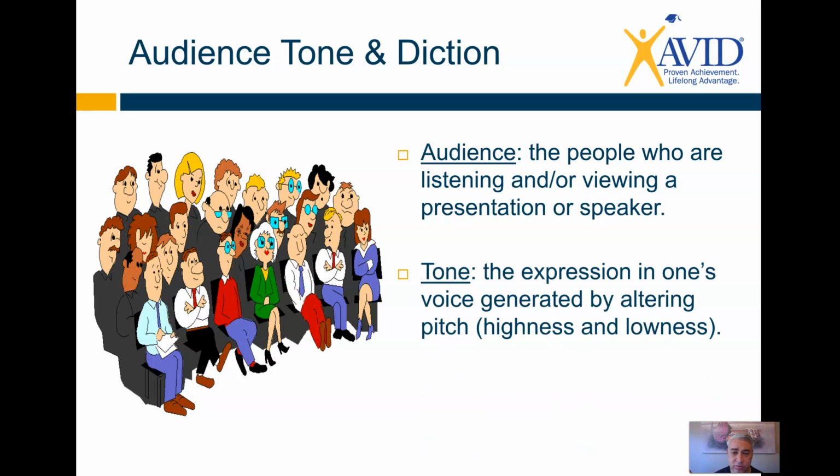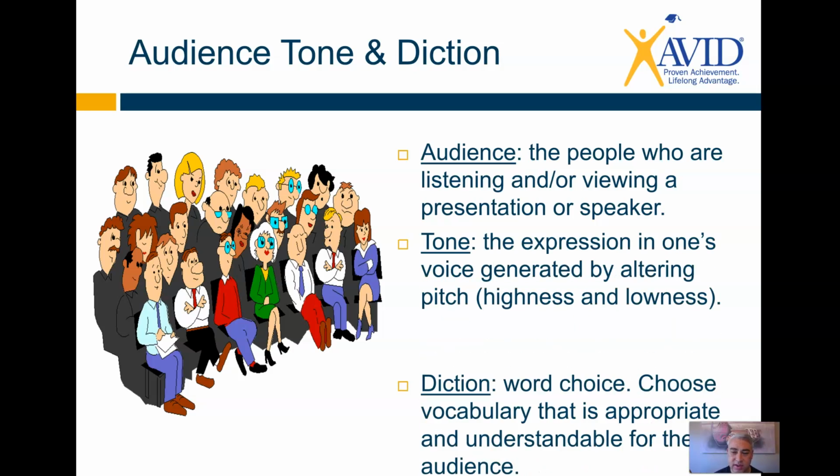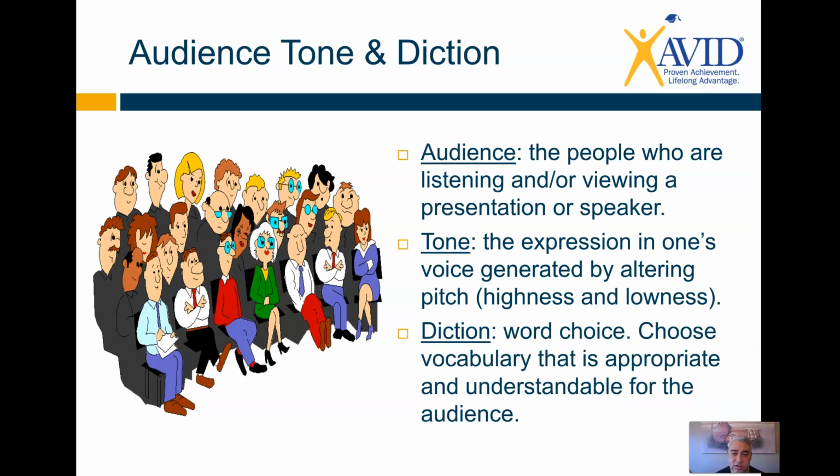Now, the reason why I group that with the next two: tone, and then we'll put diction up there. Tone is the expression in one's voice generated by altering pitch. In other words, can I change and emphasize things through volume? If I say something really quiet to emphasize something, those are the kinds of things that you're looking at with tone. Diction is word choice.